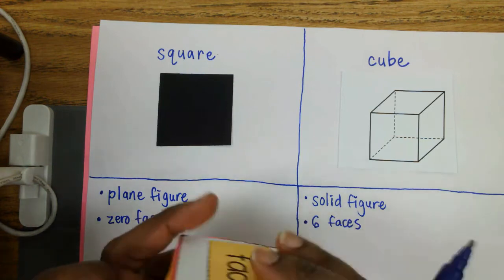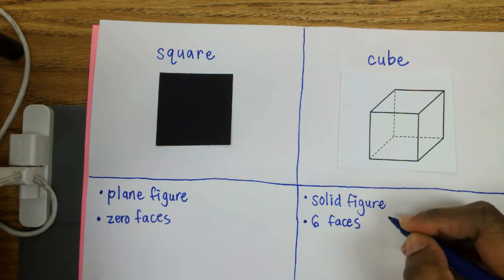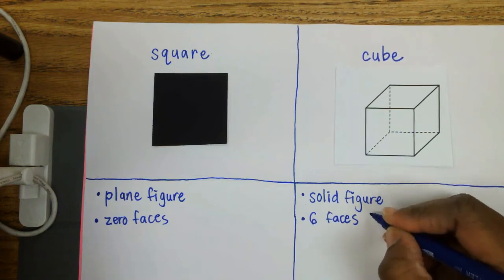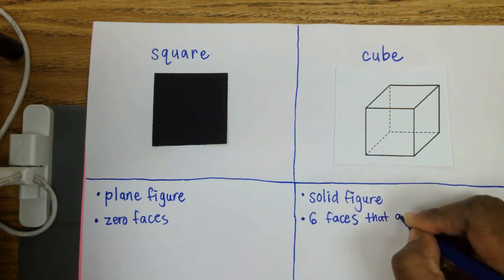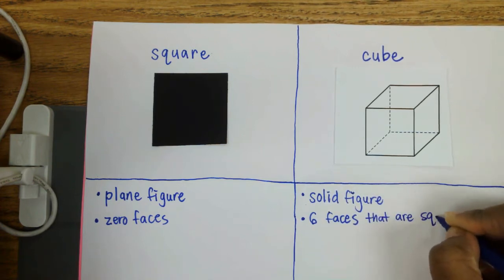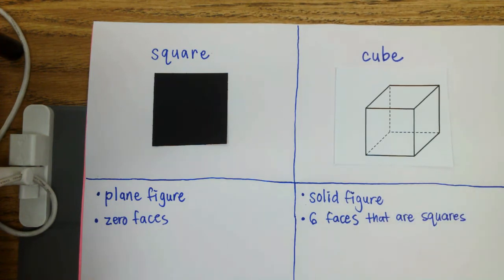And the faces are also squares. So I could say 6 square faces, or I could say 6 faces that are squares. And you can pause the video if you need time to write that yourself. If you don't have this detail, make sure you add it.